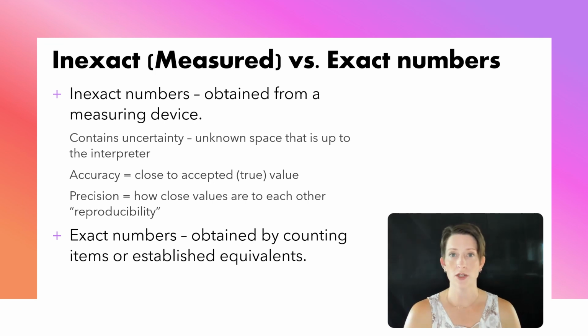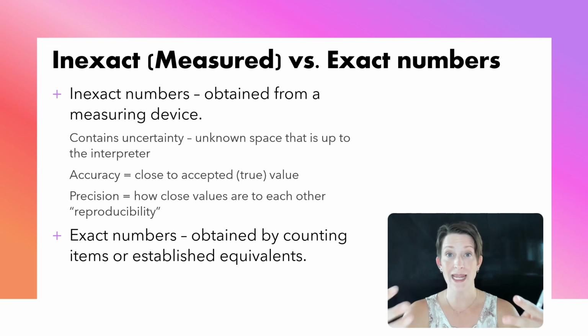Calculators typically will just shoot out as many digits as they have the computing possibility for. However, when you are measuring with a device, the uncertainty or the limitation of that device must be accounted for in the number we are representing. Inexact numbers are obtained from a measuring device.